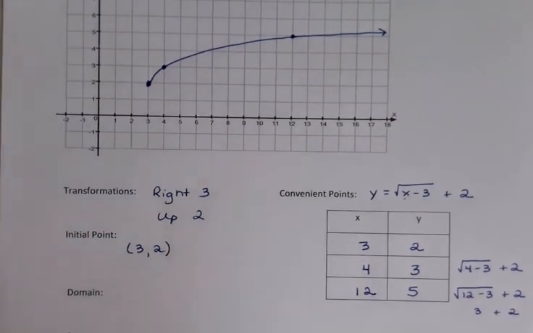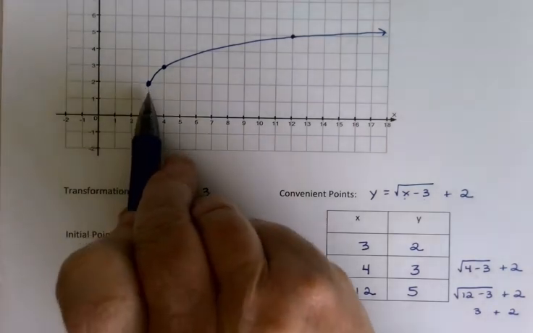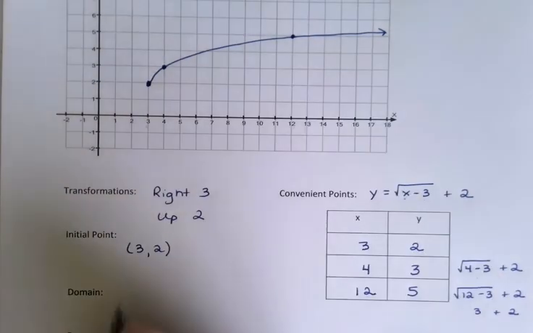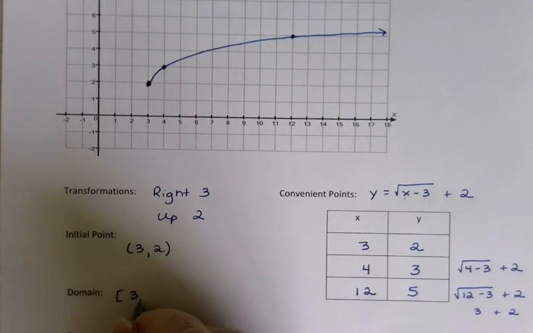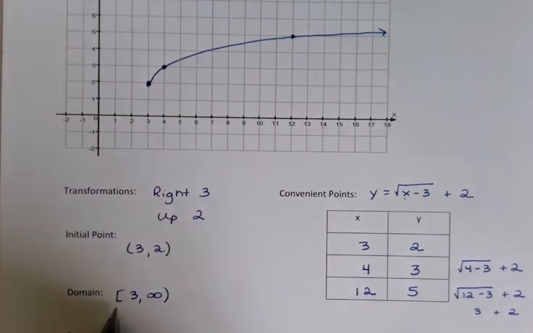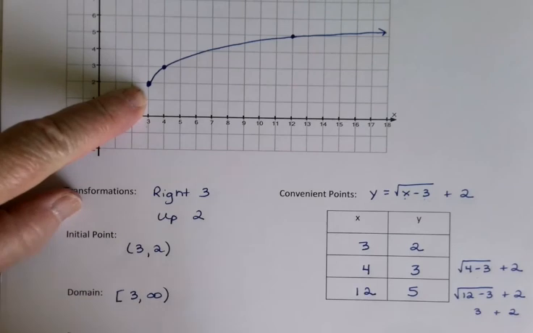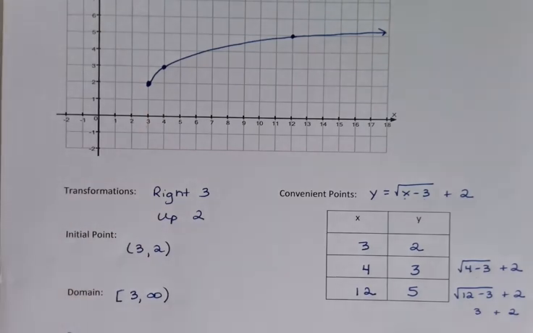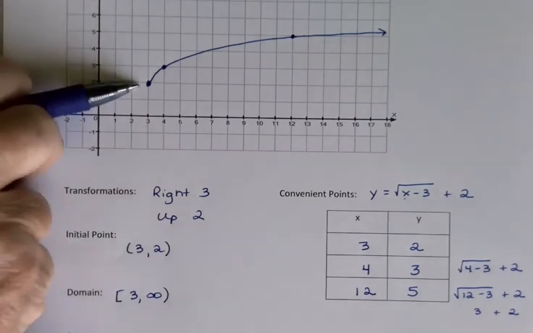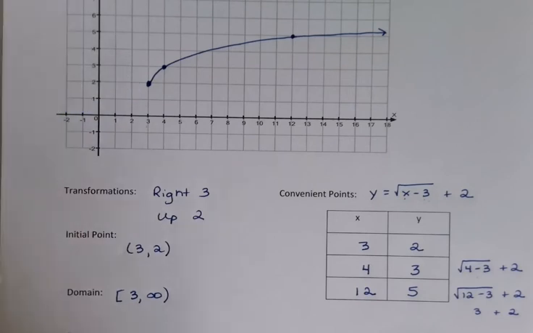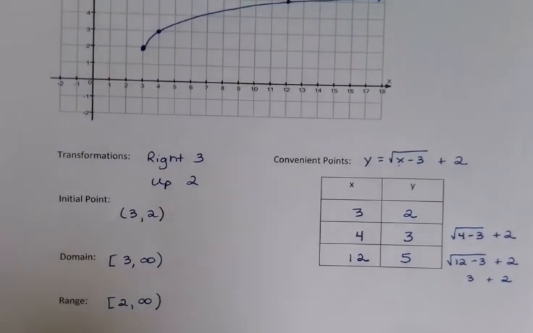The domain of this particular one, all the x values are 3 or larger. So from 3 to infinity. Notice I do include the 3, right? That graph does hit that point at 3, 2. And for the range, 2 is the smallest y value. So the y values go from 2 to infinity. Again, including the 2. I'm using a hard bracket there. Oops, you can't see that. There we go. So from 2 to infinity.